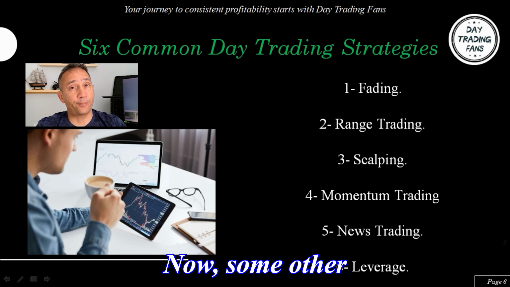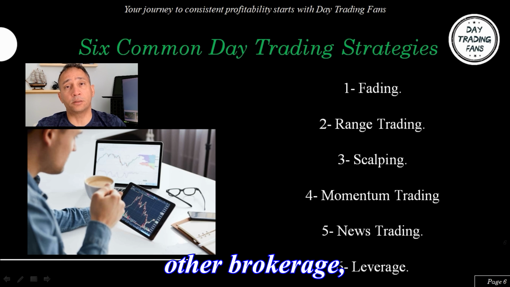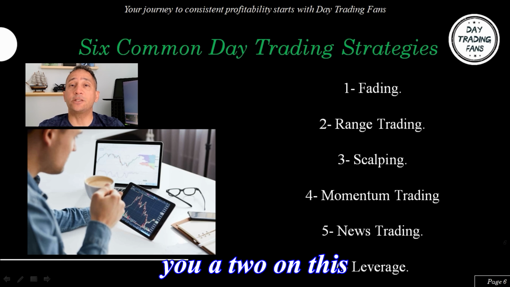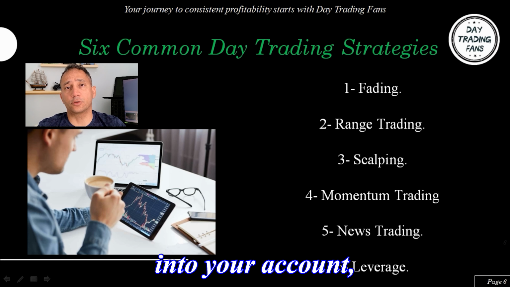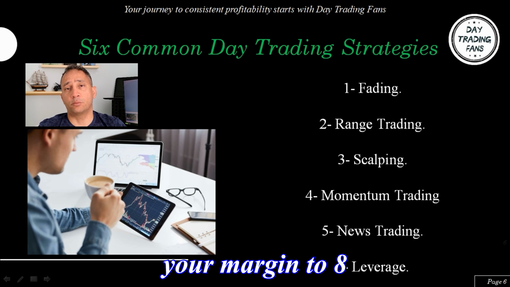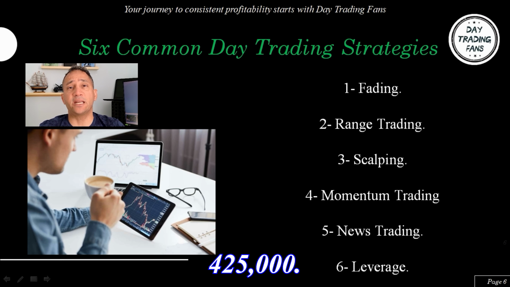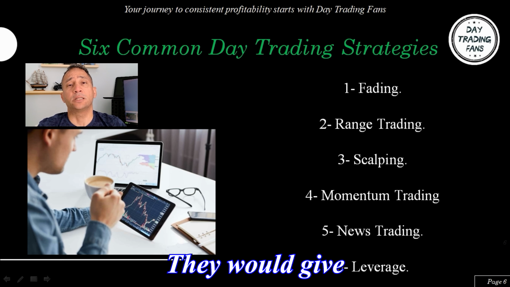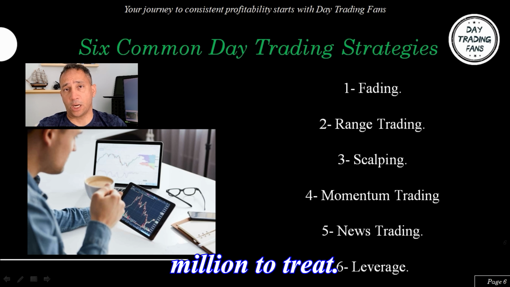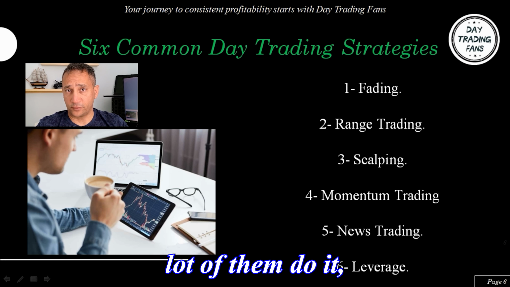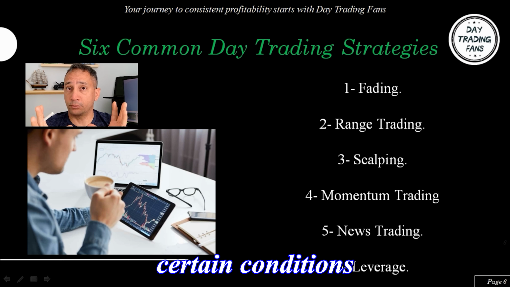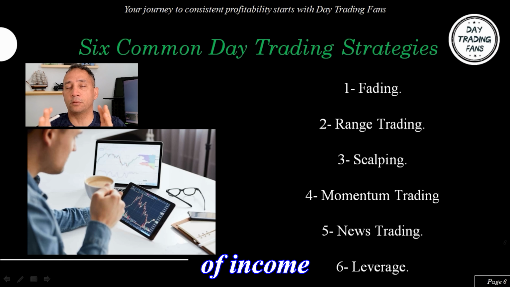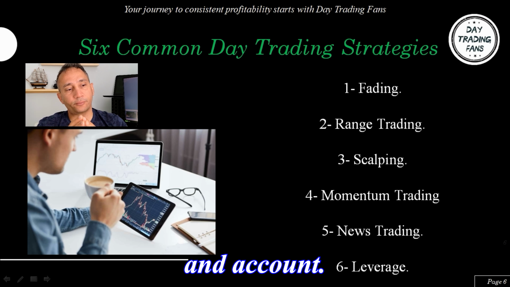Now, some other brokerages will give you 8-to-1. Let's just say you put $125,000 into your account. They might raise your margin to 8-to-1 for that. For $125,000, they will give you roughly $1 million to trade. Not a whole lot of them do it, but it happens, under certain conditions of income and account.